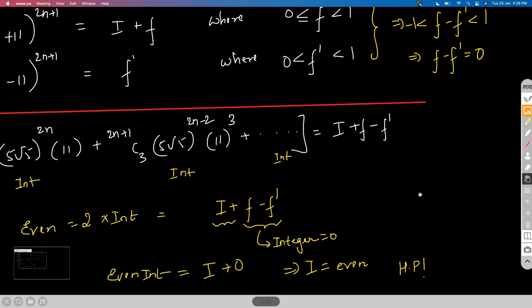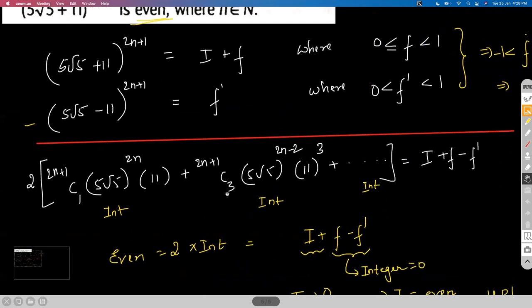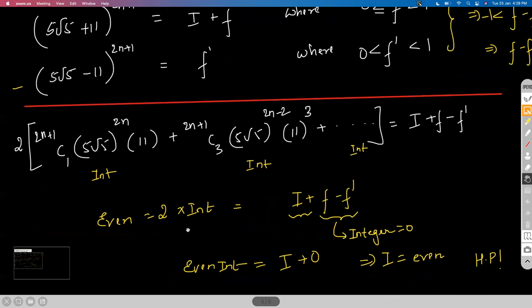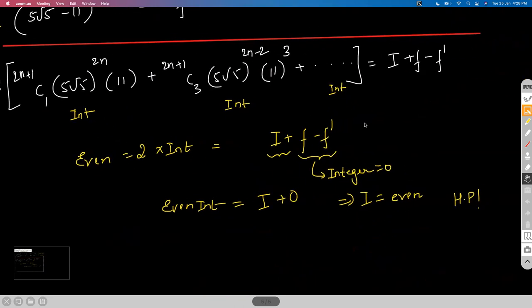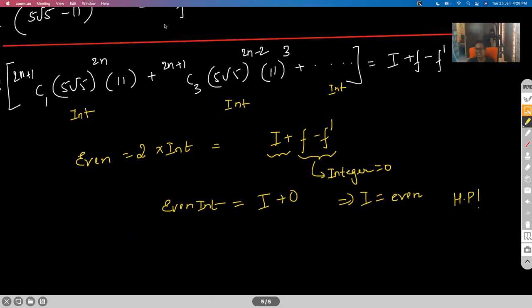Why is the left side even? Because 2 into an integer will be an even integer, because there will be a doubling of the terms. Yeah, yeah, no need to say sorry. It's okay. You're just clarifying your doubt.